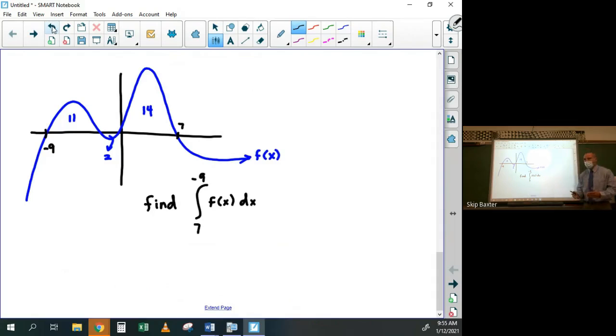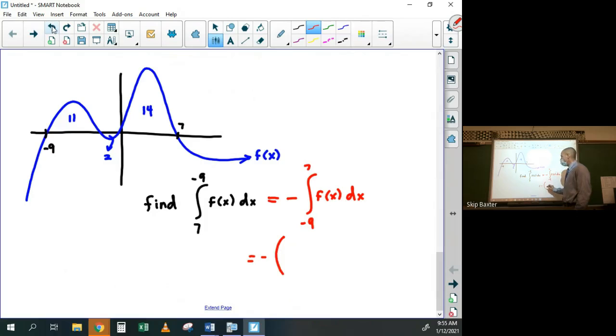What are they trying to trick you with here? Yeah, they're switching the limits of integration on you, right? Normally, you go from like the small number to the large number, but this is really just going to be the integral, or negative the integral from -9 to 7 of f of x dx. And then it's just adding up and subtracting areas. This is going to be the negative of 11 minus 2 plus 14. So this is 25 minus 2 is 23, so this is -23.